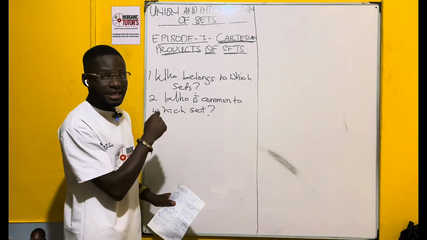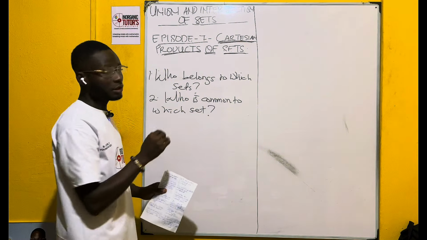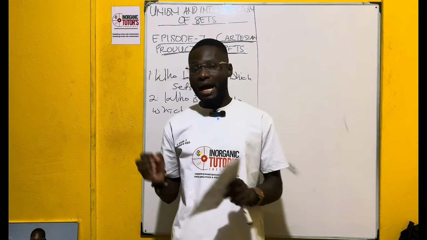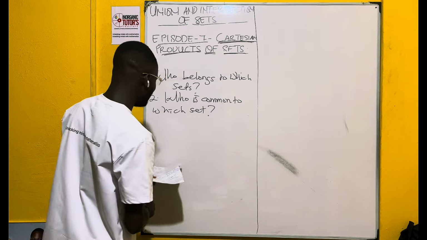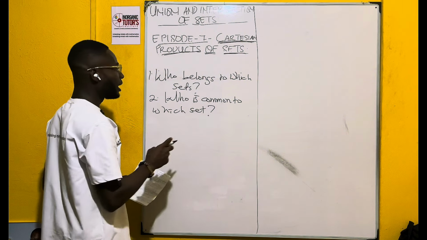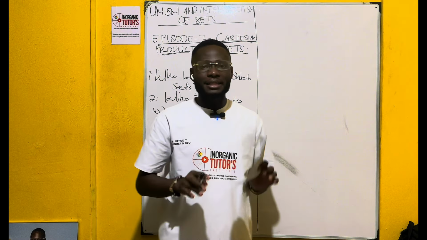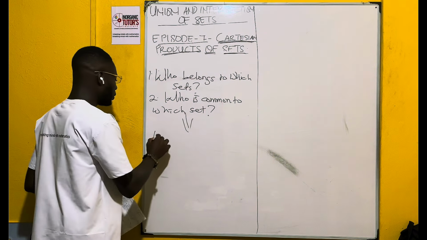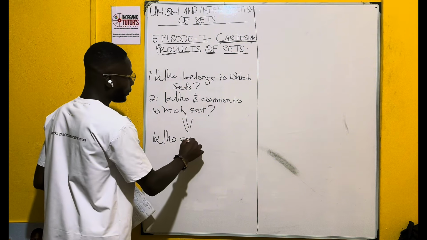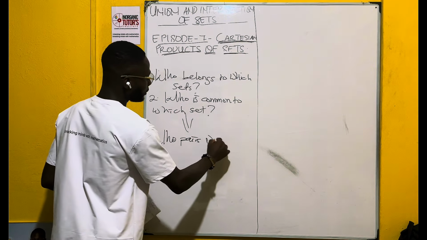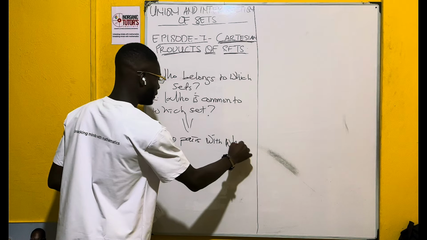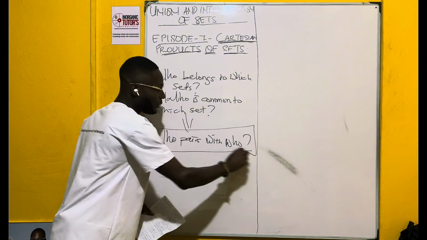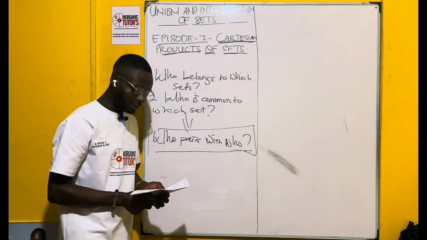Now, in today's lesson, which is the Cartesian product of a set, we are going to switch the question. Instead of asking these questions, we will now ask: who pairs with who? Who pairs with who? This is the question that we are going to ask in the Cartesian product.